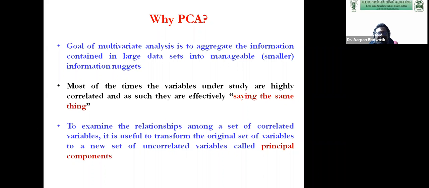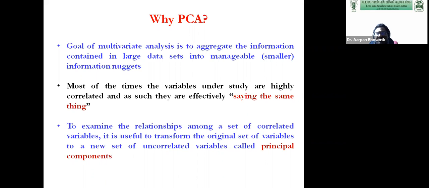So that is the difference. Multivariate deals with more than one parameter or one character at a time. On the other hand, univariate deals with one character at a time. That is the difference. Now, why should we go for PCA, principal component analysis?